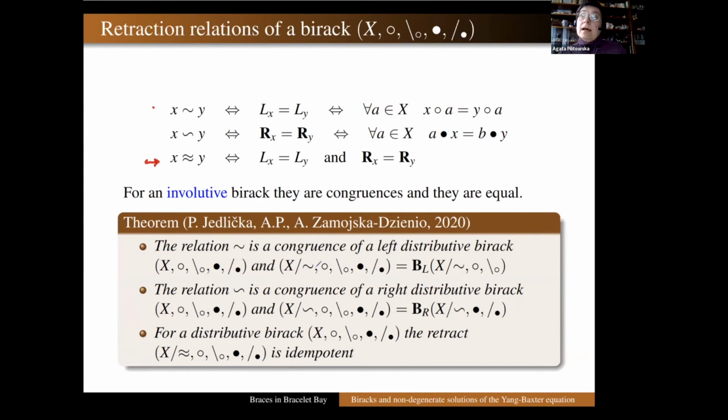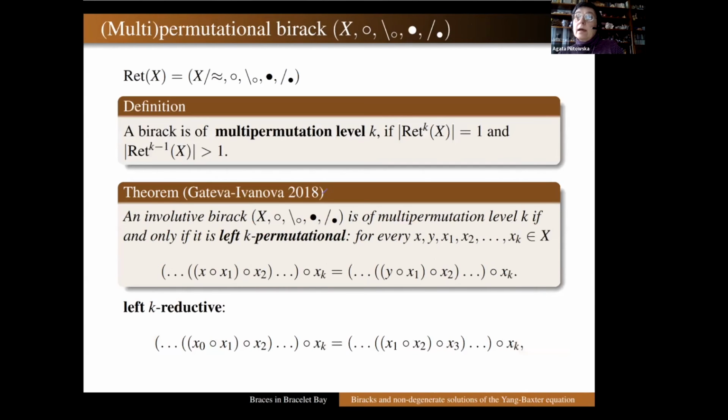Additionally, I said that in the general case, the proof that this generalized retraction is in fact a congruence of a Birack is rather complicated. But in the case of distributive Biracks, which in general need not be involutive, it is, I can say, almost straightforward.